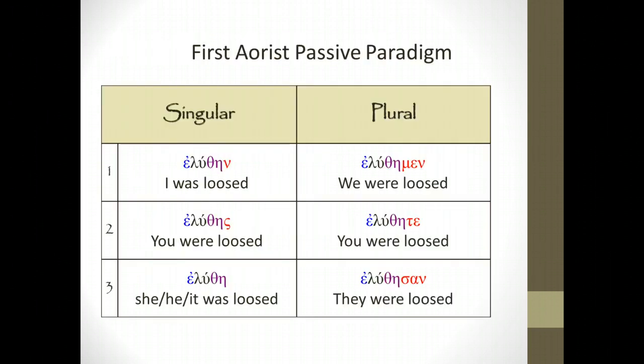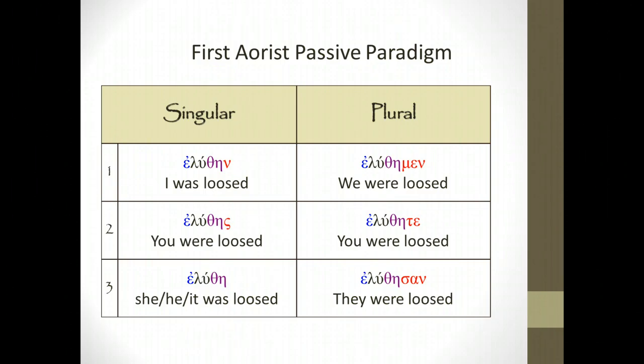Once again, using lu as our stem, notice that all of these verbs here have your epsilon augment that you're familiar with. There's your stem. But then I want you to notice that what we have is a theta eta ending with a personal ending. So your theta eta suffix. So we have eleuthēn, eleuthēs, eleuthē in the singular. In the plural, we have eleuthēmen, eleuthēte, and then eleuthēsan. These are your aorist passive endings.